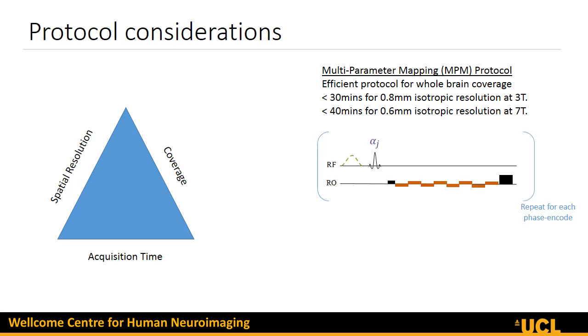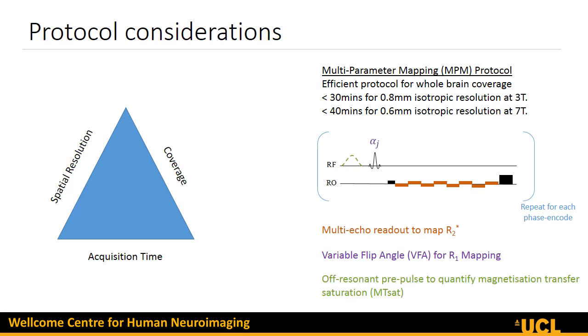Here I'm showing you a mini sequence diagram with details for the RF and the readout axes. And this would be repeated for each and every phase-encoded step. By having a multi-echo readout where we acquire images at different echo times, we can map the effective transverse relaxation rate, R2 star. If we were to acquire data at multiple different flip angles, alpha, then we could combine these to map the longitudinal relaxation rate, R1. And in fact, we could also use this data to get an estimate of the proton density with some additional image processing.